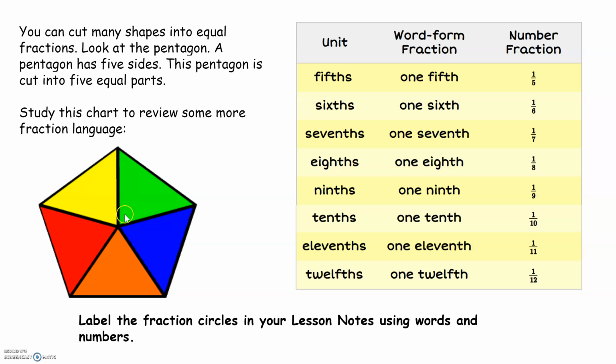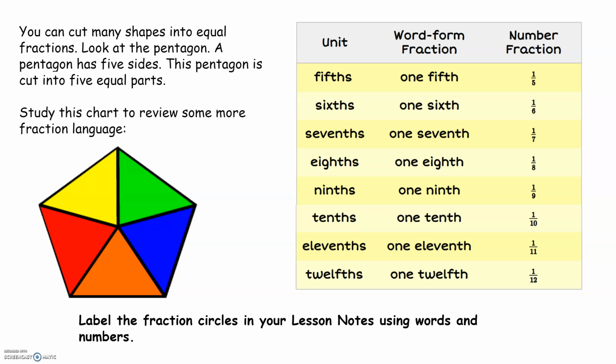So if we think about this yellow piece here, and we wanted to write it in word form, we would write it as 1/5. If we were going to write that yellow shaded fraction in number form, it would be 1/5, or 1 out of 5 of the equal pieces. And we read that as 1/5. This chart has the fraction language for many of our fractions. You can use it to help you when you're doing your work today.